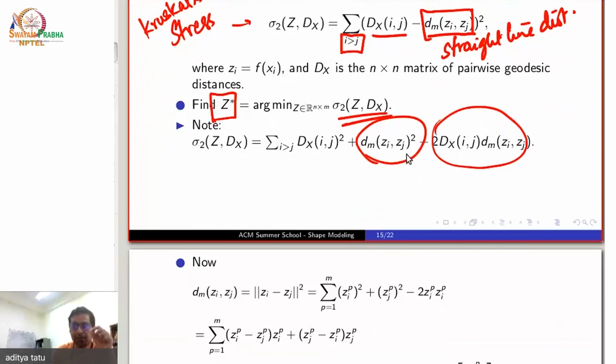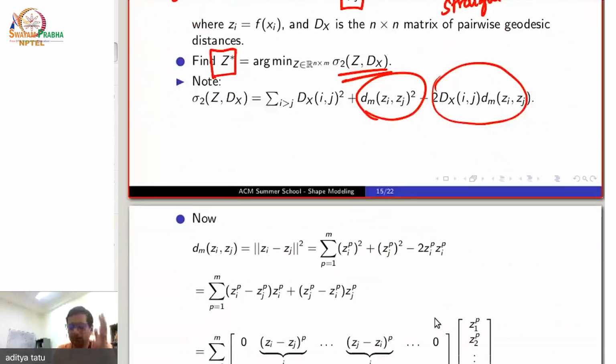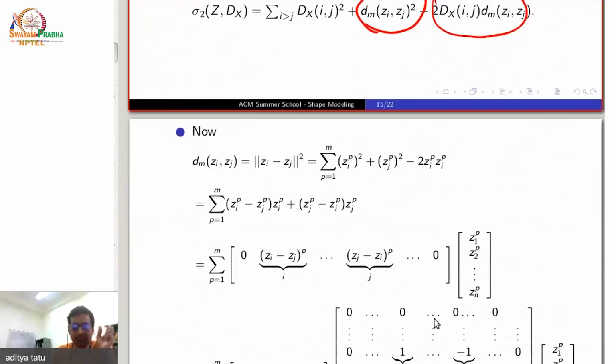How to write them as matrices is given in my slides. I've already uploaded the slides on the Google Drive. Just because there's not enough time, I'm not going to go through all this derivation, but I've tried to give all the details as far as possible, so you can go through this.